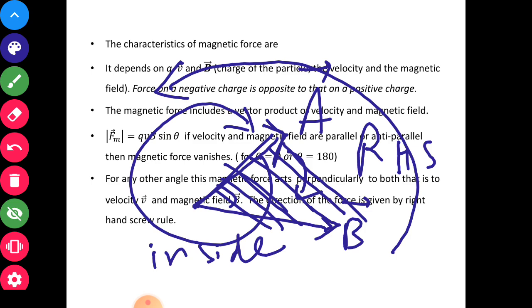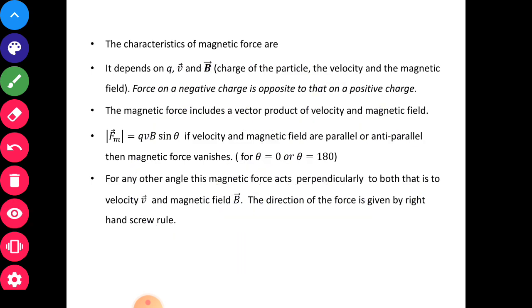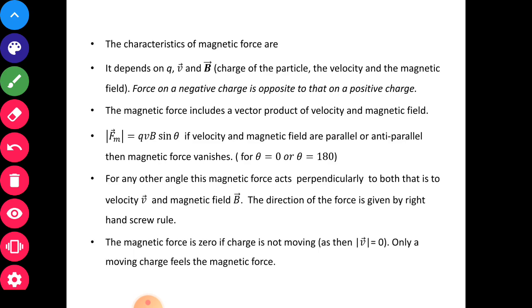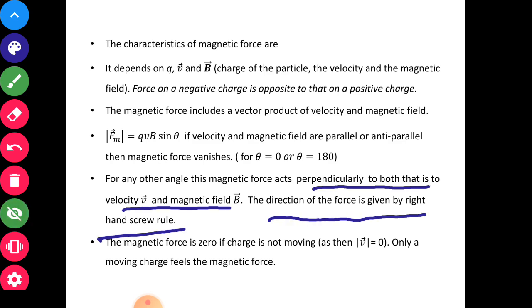So A cross B is a vector product, as you know, and a vector product has its direction. The direction of V cross B will always be perpendicular to both V and B. The direction of the force is given by the right hand screw rule that I explained. The magnetic force is 0 if the charge is not moving. If V is 0, then automatically the force will be equal to 0. Only a moving charge will feel the magnetic force.